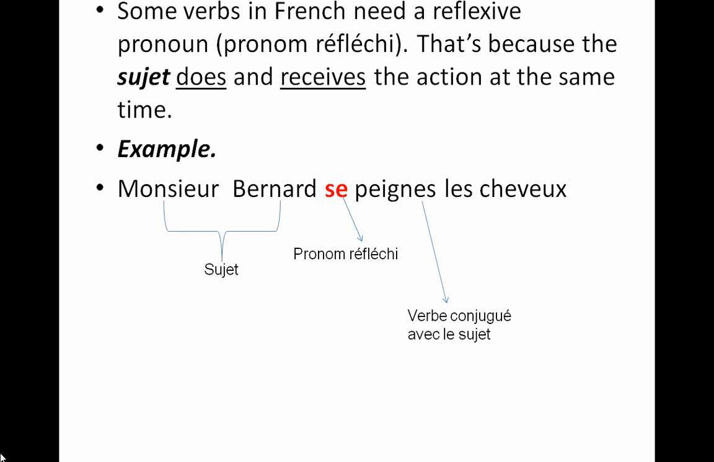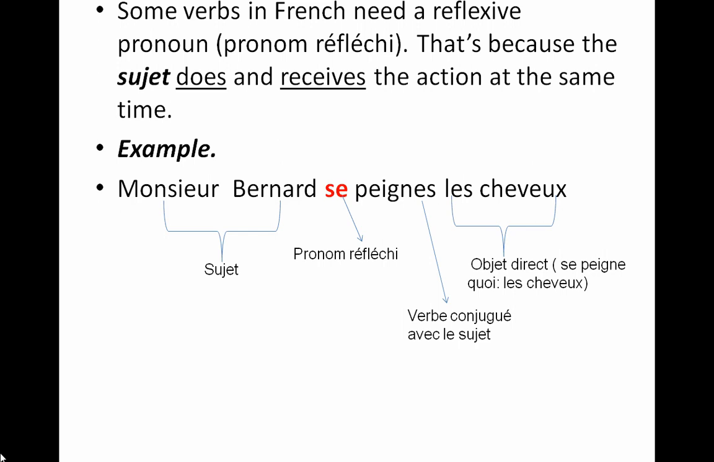That's how, or I should say, Monsieur Bernard se peigne. That's how you spell it, right? This is third person singular. And then les cheveux, it's objet direct or direct object. He combs what? His hair. Okay? So that would be quoi? Donc, se peigne quoi? Les cheveux.